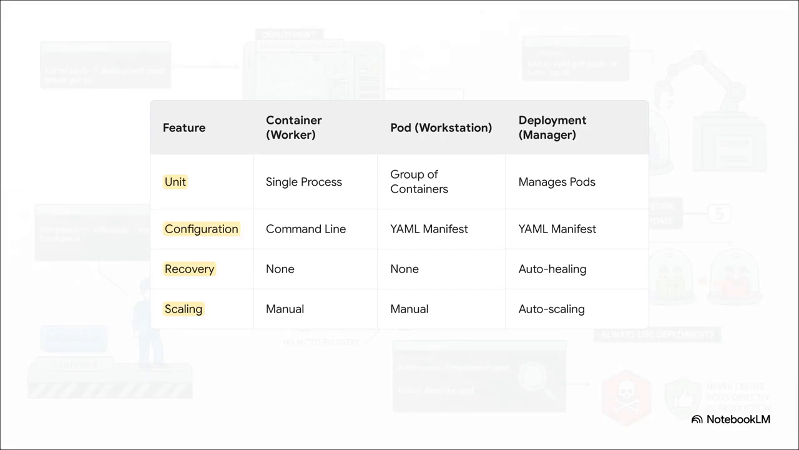This table just lays it all out perfectly. Look at the recovery and scaling rows. For a container or a pod, what does it say? None and manual. You have to do everything yourself. But for a deployment, auto-healing and auto-scaling, the manager handles it all. That's the game changer for running a real production app.